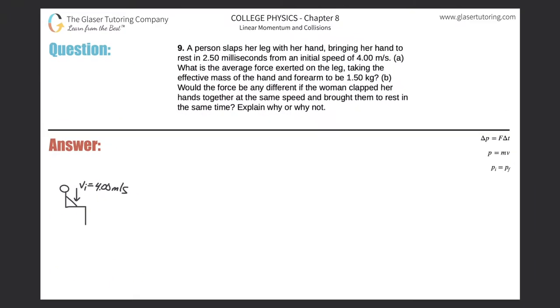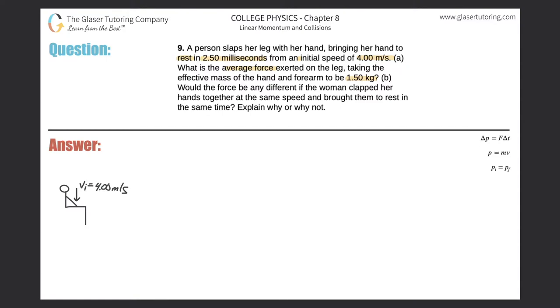Number 9. A person slaps her leg with her hand, bringing her hand to rest in 2.5 milliseconds from an initial speed of 4 meters per second. Letter A. What is the average force exerted on the leg, taking the effective mass of the hand and forearm to be 1.5 kilograms? All right.